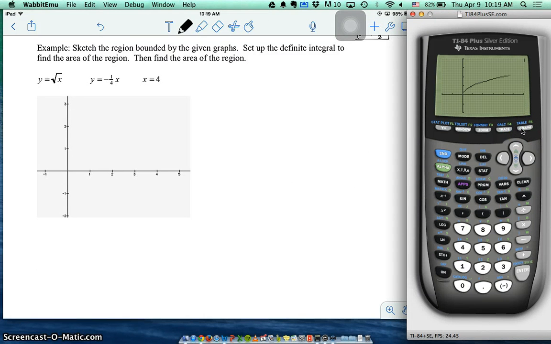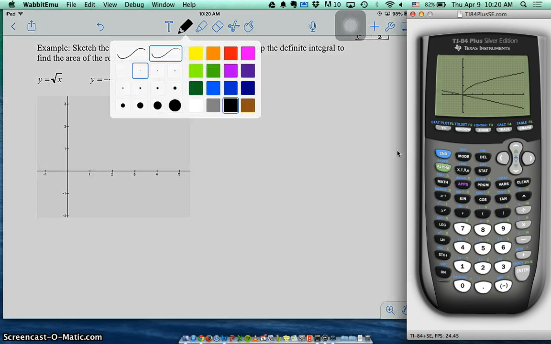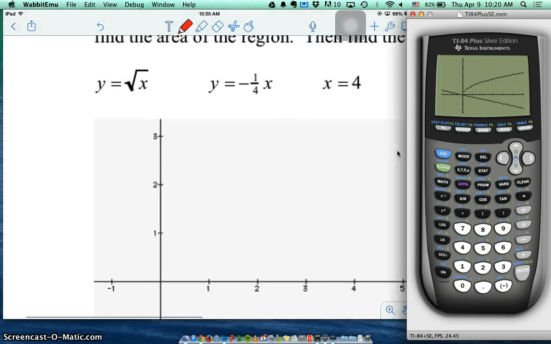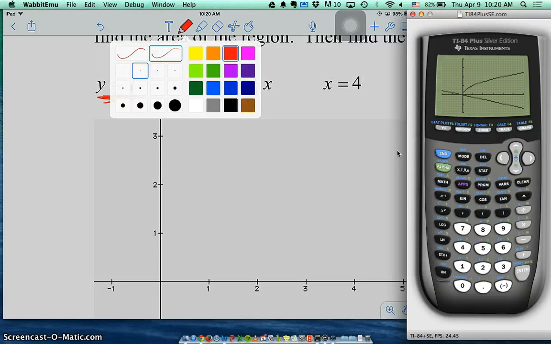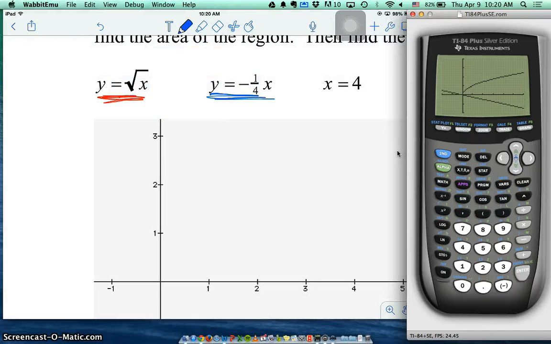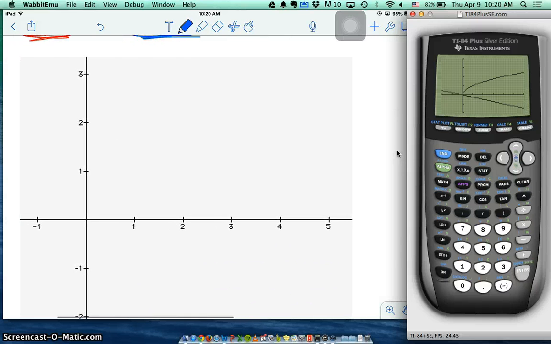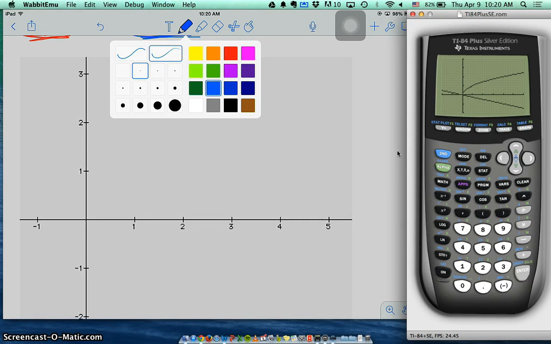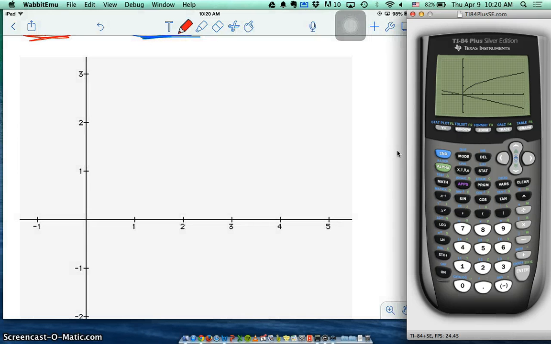As you can see, I have the first graph going in this direction, and the other one goes down. So let me copy the same thing. Let me change the color so we can see. This one is going to be red, and let's do blue. This one is going to be blue. So the red one starts from where? Because it's a radical, we actually don't have any negative numbers. So we have something like this.